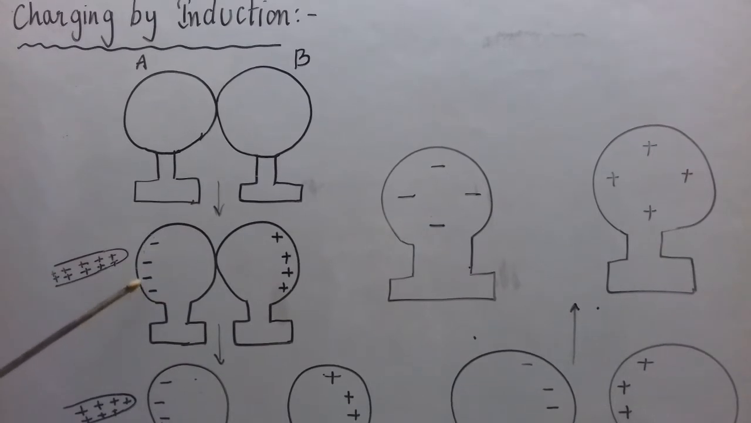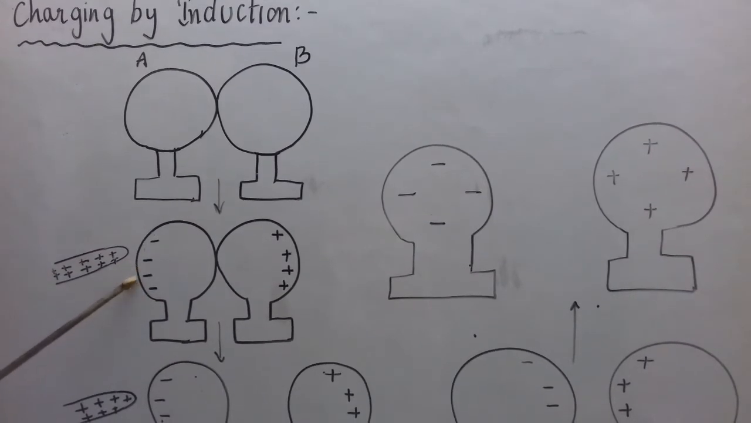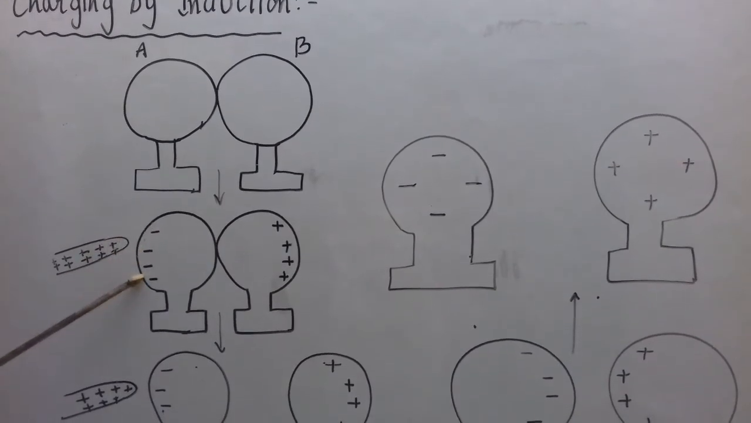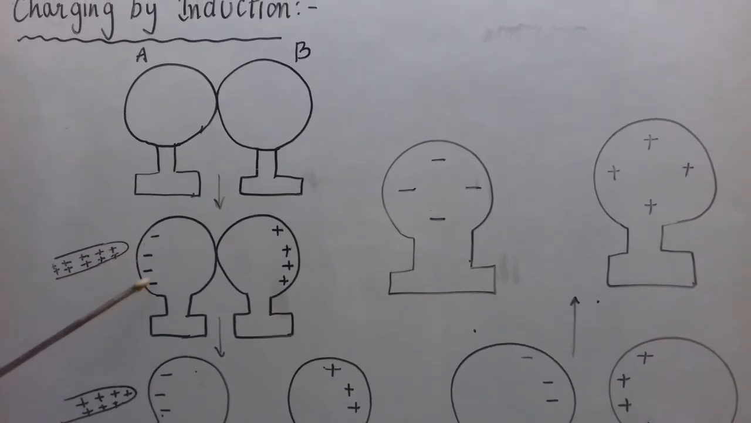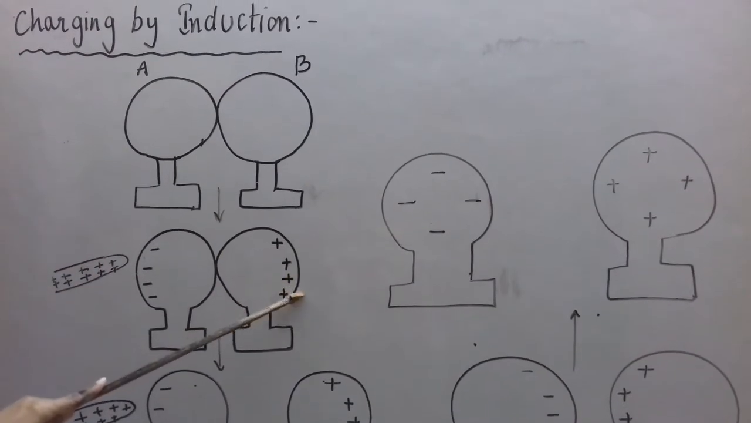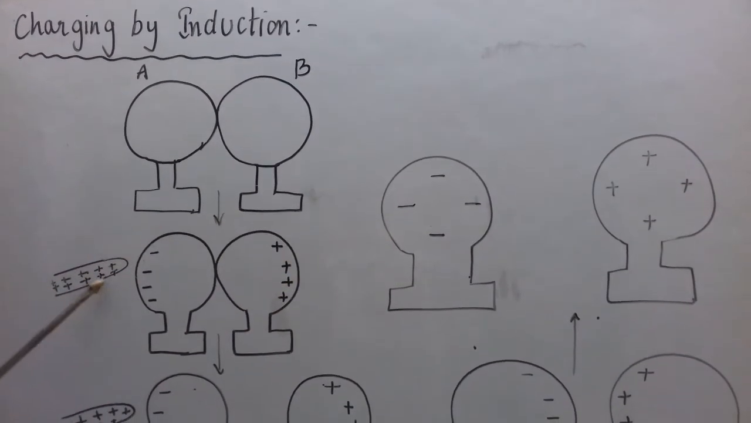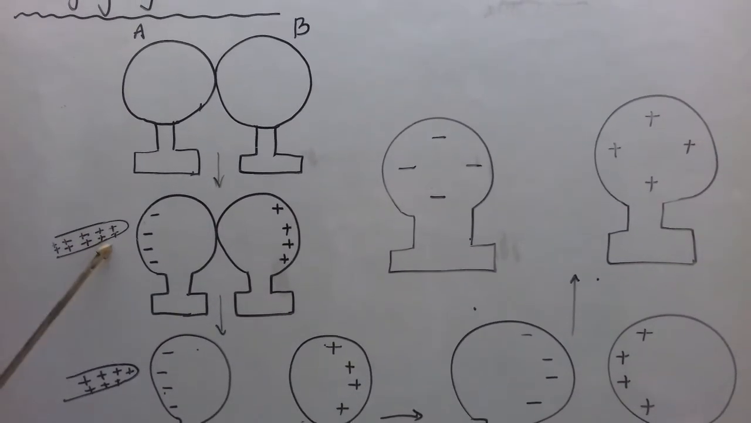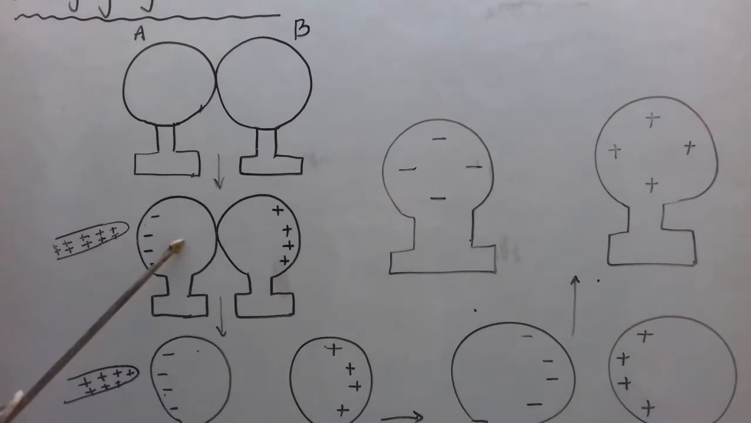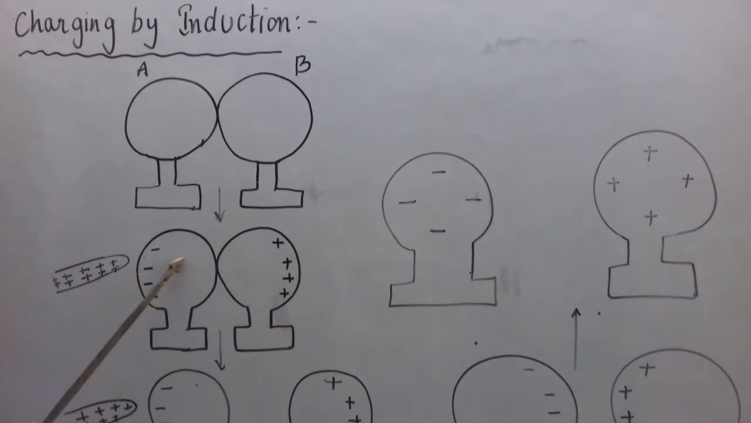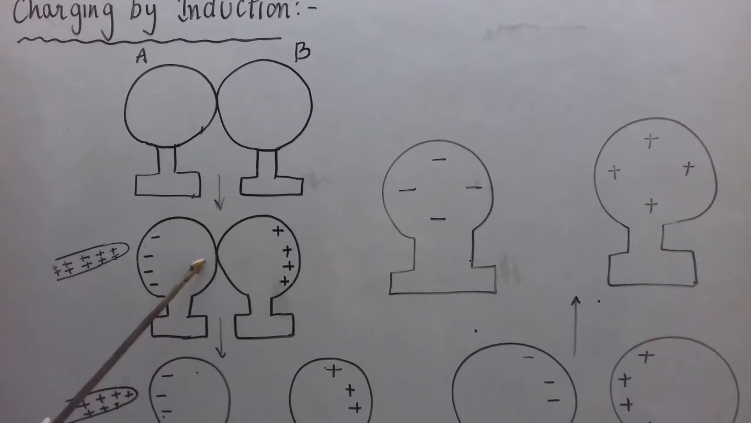So when this state of equilibrium is reached, this process will stop. And now we say the left hand side of metal sphere A has developed negative charge and the right hand side of metal sphere B has developed the positive charge. Now, if we remove this glass rod from here, what will happen? Again these two metal spheres will become neutral.